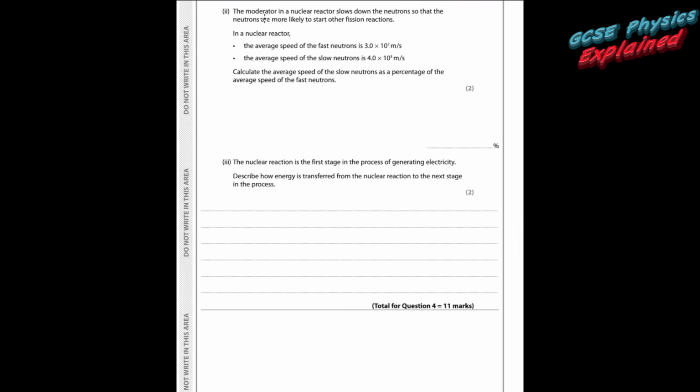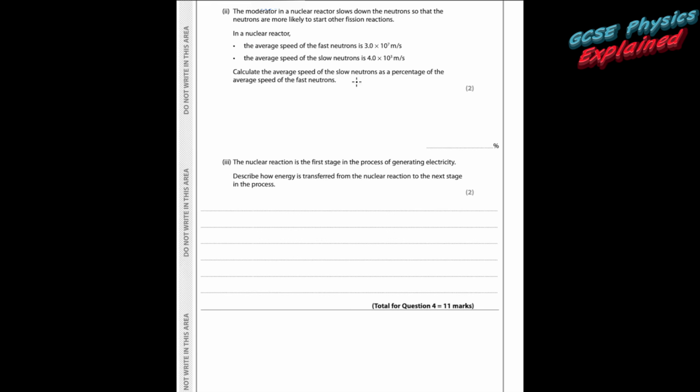Part 2. The moderator in a nuclear reactor slows down the neutrons so that the neutrons are more likely to start other fission reactions. So the moderator is something like heavy water. In a nuclear reactor, the average speed of the fast neutrons is 3 times 10 to the 7 meters per second. The average speed of the slow neutrons is 4 times 10 to the 3 meters per second. Calculate the average speed of the slow neutrons as a percentage of the average speed of the fast neutrons.